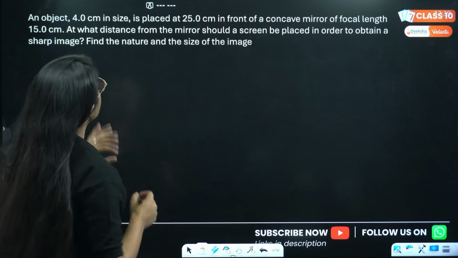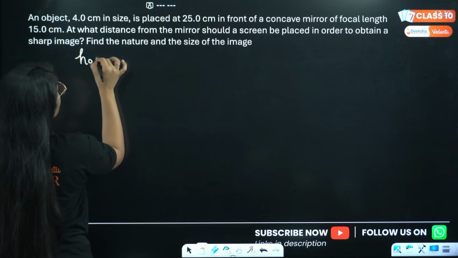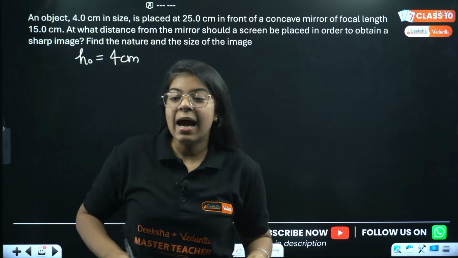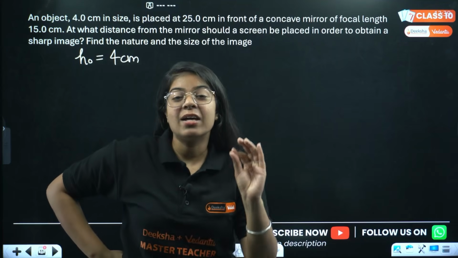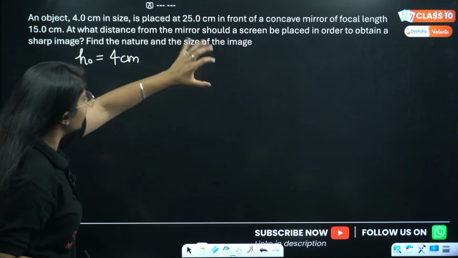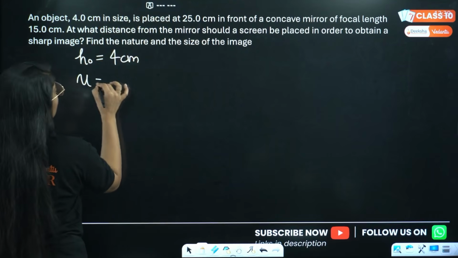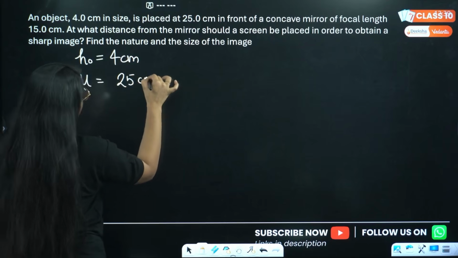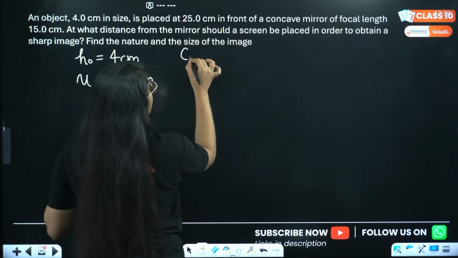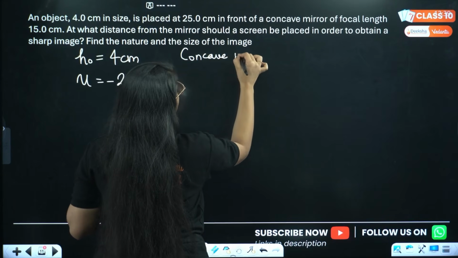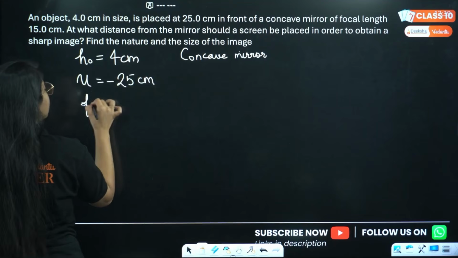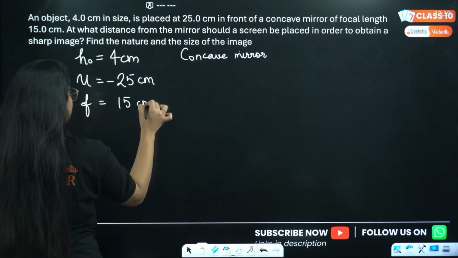An object 4 centimeter in size. So height of an object is 4 centimeter, given. What do we say, kids? We write as we read the numerical. So height of object is 4 centimeter. Placed at 25 centimeter. So u is 25 centimeter, and u is always negative, right? In front of concave mirror. We are given a concave mirror of a focal length 15 centimeter. Focal length is 15 centimeter.